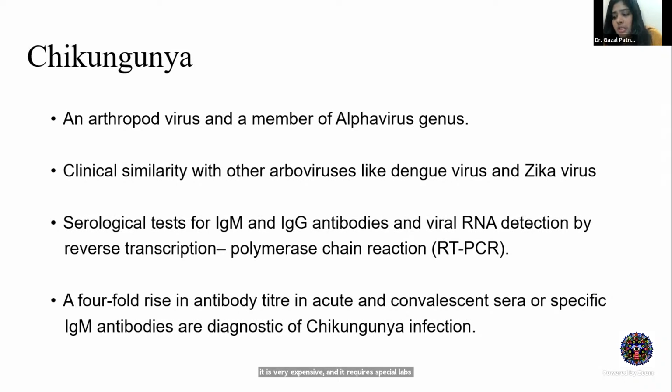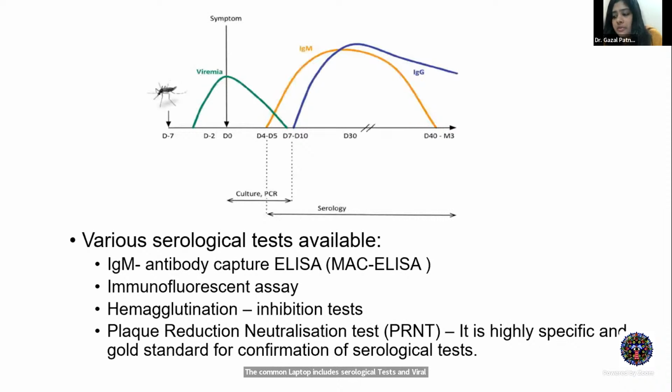Chikungunya is caused by chikungunya virus. This infection has a clinical similarity with other arboviruses. The common lab tests include serological tests and viral RNA detection by reverse transcriptase PCR. During the first week of infection, RT-PCR should be ordered to detect the viremia. And why is it so?